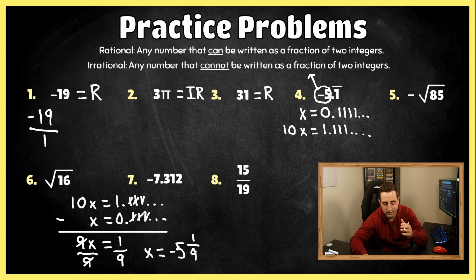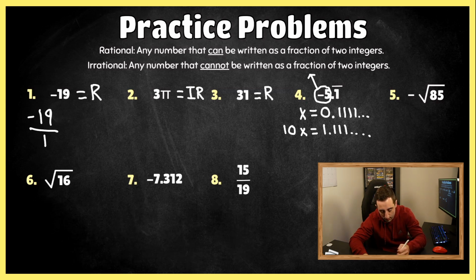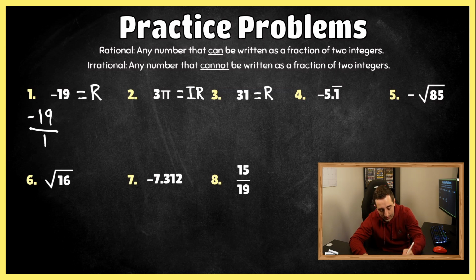Now, again, if we wanted to technically meet the definition of rational, we're then going to turn it into an improper fraction. So we have 9 times 5, which is 45, and then add 1 up top, and we're going to get -46/9 for number 4, making this rational. So let's go ahead and get rid of all of this so it doesn't interfere later on. And we had -46/9, which would be considered rational.